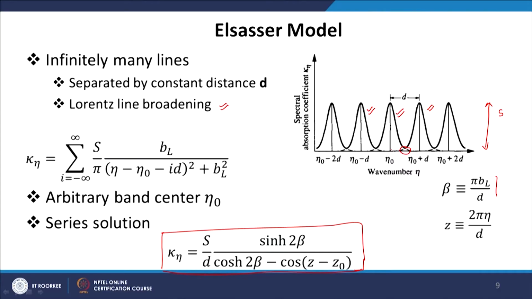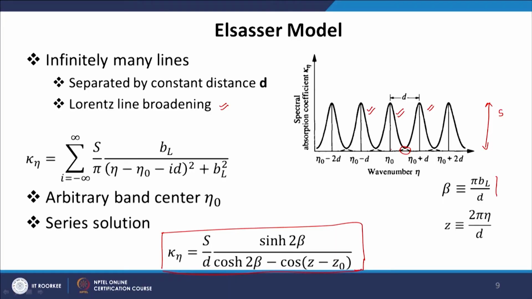Of course, this is going to be very less for this model, but still there is some overlap in the line wings, and beta is basically the magnitude, or it gives you an idea how much overlap exists between the two models. Sinh represents the hyperbolic sine function, cosh represents the hyperbolic cosine function, and this formula in closed form can calculate the absorption coefficient kappa eta.